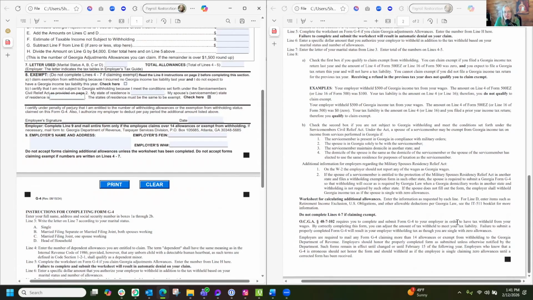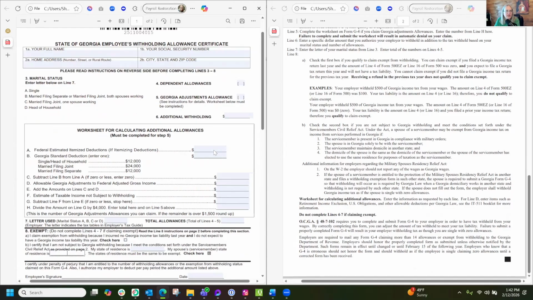Now it's got some instructions, it looks like, for the worksheet for calculating the additional allowance. You're going to enter the information as requested for each line. For line D, enter items such as retirement income exclusions, U.S. obligations, and other allowable deductions under Georgia law. See IT 511 booklet for more information. And you do not complete lines 4 through 7 if you are claiming exempt.